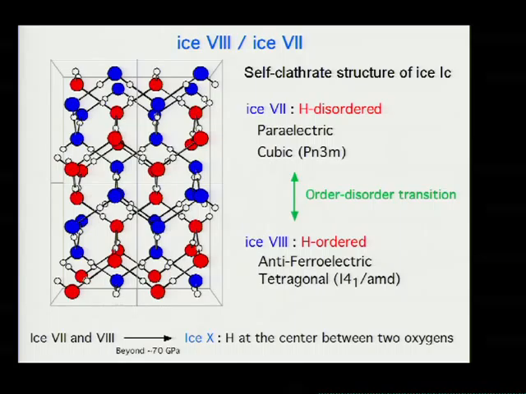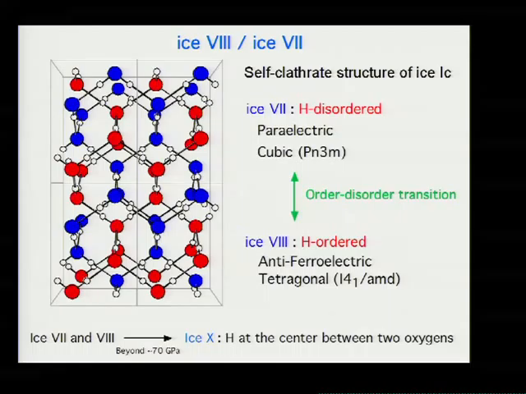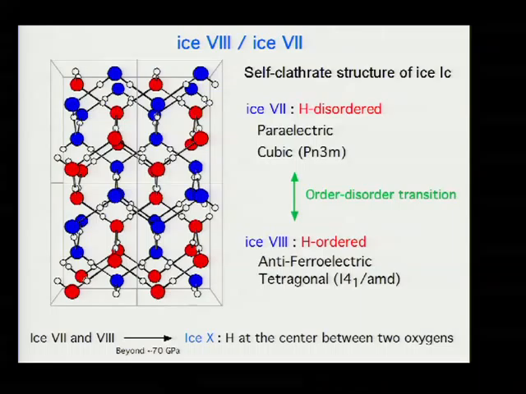So this is the atomic structure of ice VIII and ice VII. As you can see, both ice VIII and ice VII consist of 2 interpenetrating hydrogen bond networks. In this figure, each hydrogen bond network is represented by the red water molecules and the blue water molecules. They are not connected to each other. Therefore, ice VIII and ice VII can be seen as a self-clathrate structure of ice Ic, cubic ice.